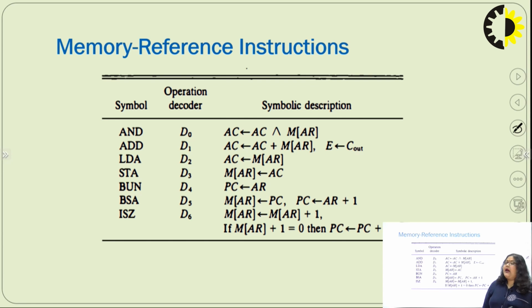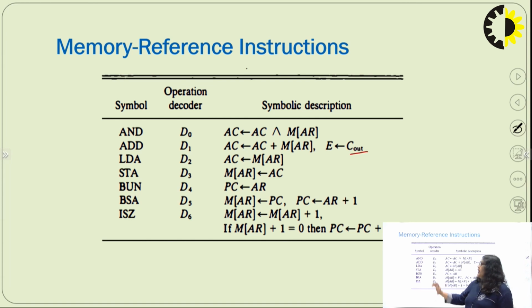Now, there are examples of memory reference instructions. D0 represents the AND operation, D1 represents the ADD operation, and the operations are M of AR and AC, where AC is the accumulator, and the resultant transfers to the accumulator. Then D1 is the add instruction: we add the memory word with the accumulator and save the result in the accumulator. And this is C out, the carry out, which transfers to the enable, that is E.